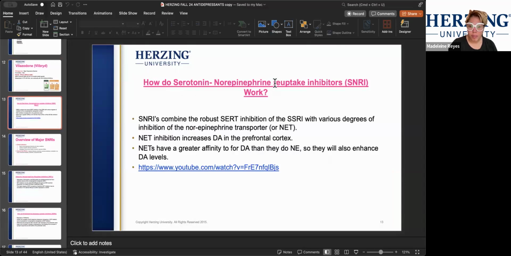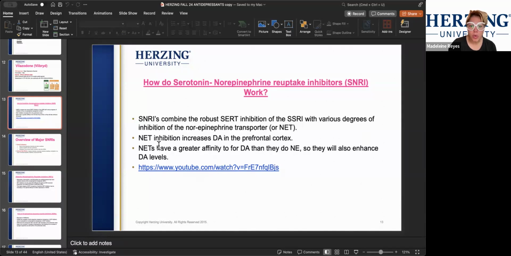SNRI, serotonin norepinephrine reuptake inhibitors, another class of antidepressants. SNRIs combine the robust SERT inhibition of the SSRI with various degrees of inhibition of the norepinephrine transporter, NET. NET inhibition increases dopamine in the prefrontal cortex. NETs have a greater affinity for dopamine than they do for norepinephrine, so they will also enhance dopamine levels. So we also can keep that in mind.